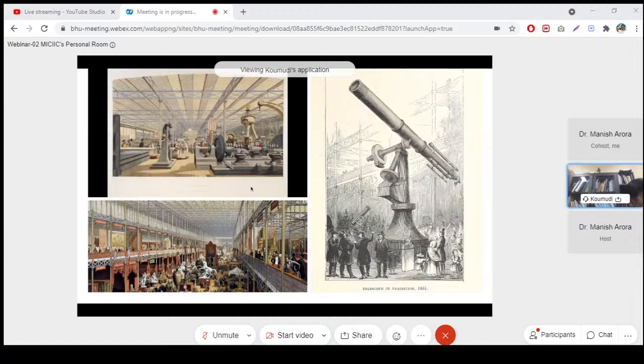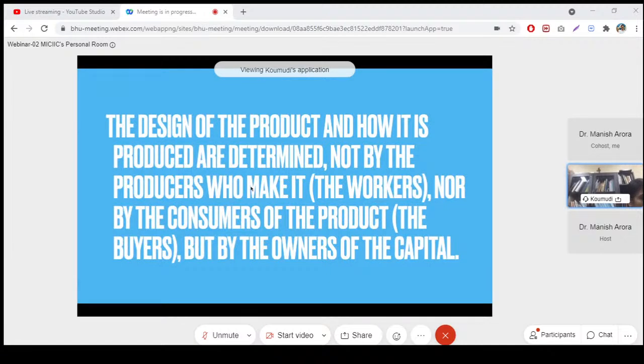Mass production was supported by machines and not by people. Therefore, people did not have a say in what is produced or designed for them. The design of the product and how it is produced are determined not by the producers who make it, nor by the consumers of the product, but by the owners of the capital in the early period of the Industrial Revolution. The owners of the capital shaped the taste of the consumer to buy the goods and services at a price that yielded them maximum profits.